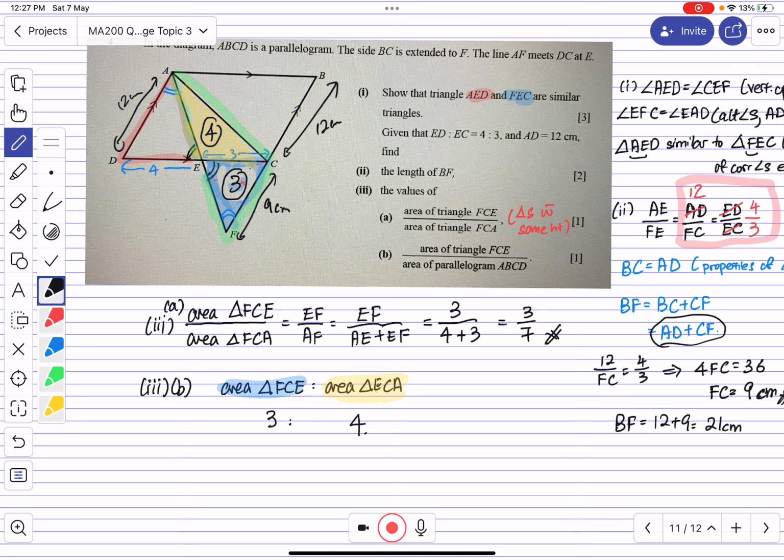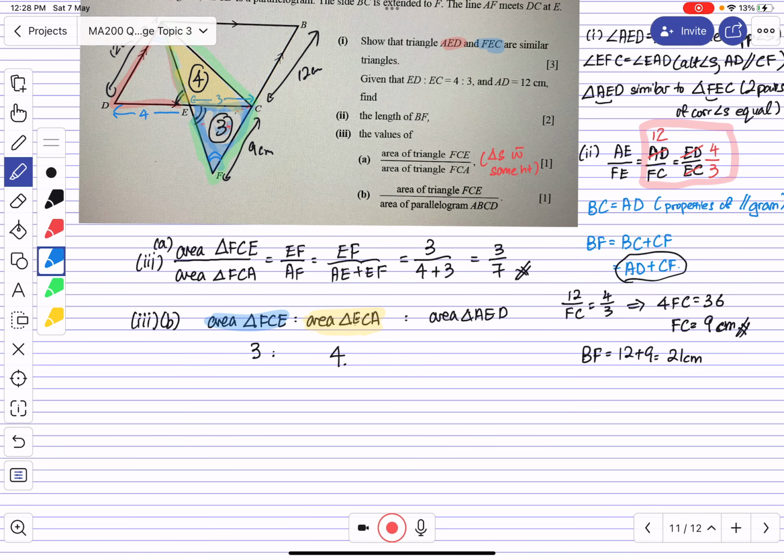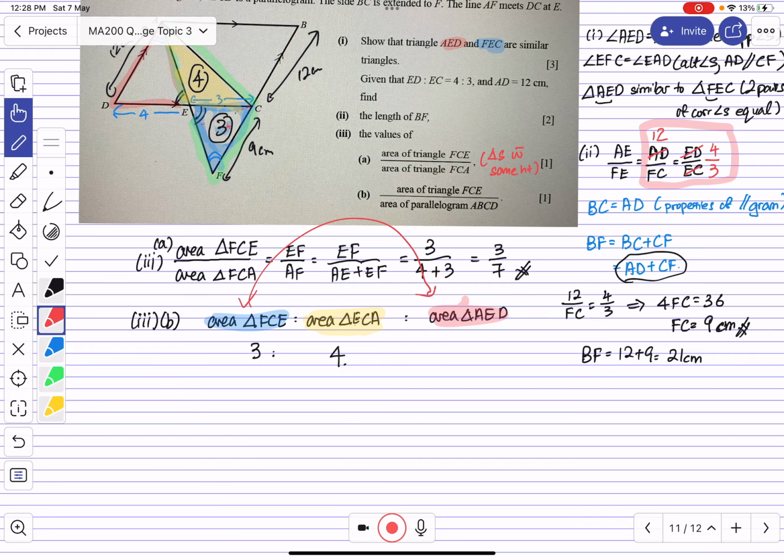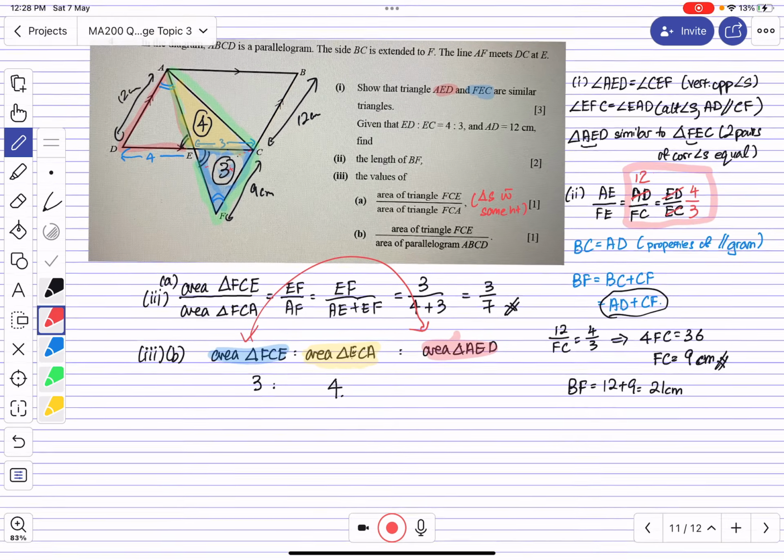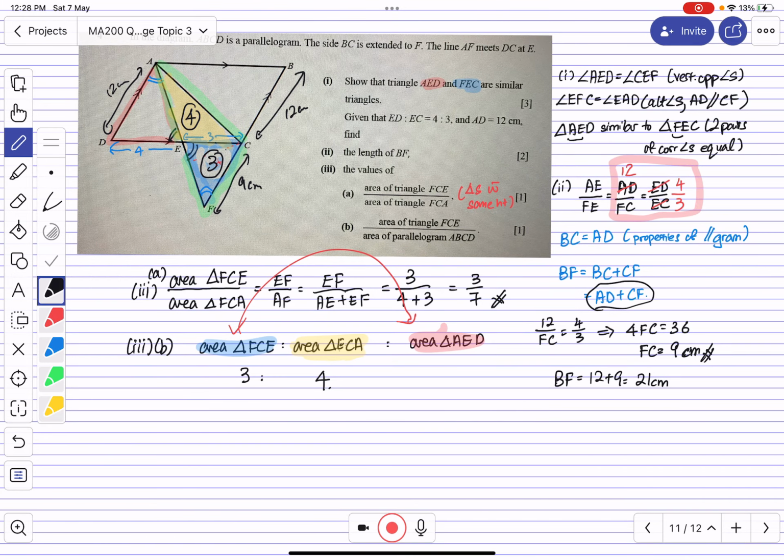At the same time, you know that if I compare FCE earlier on to AED, let me use red color here for AED. Comparing these two, earlier, this is nothing but two similar triangles. So the area of FCE to AED, because these two are similar, this is 9/12 square.